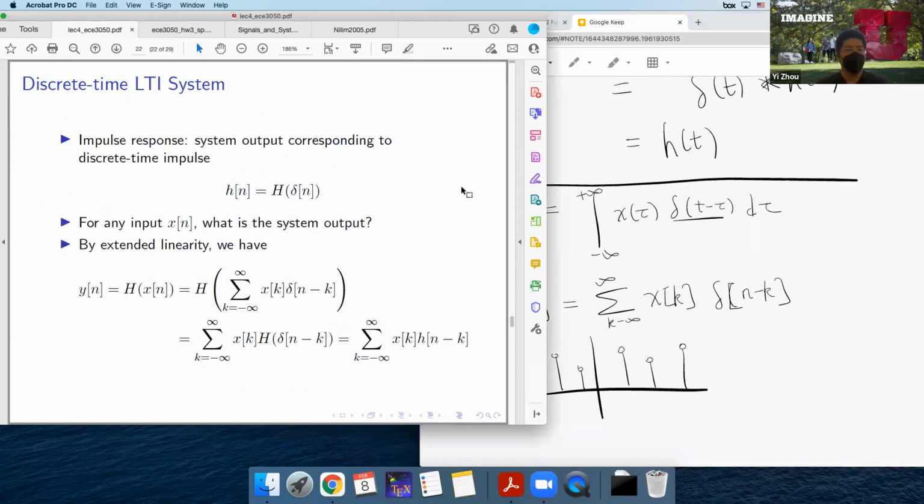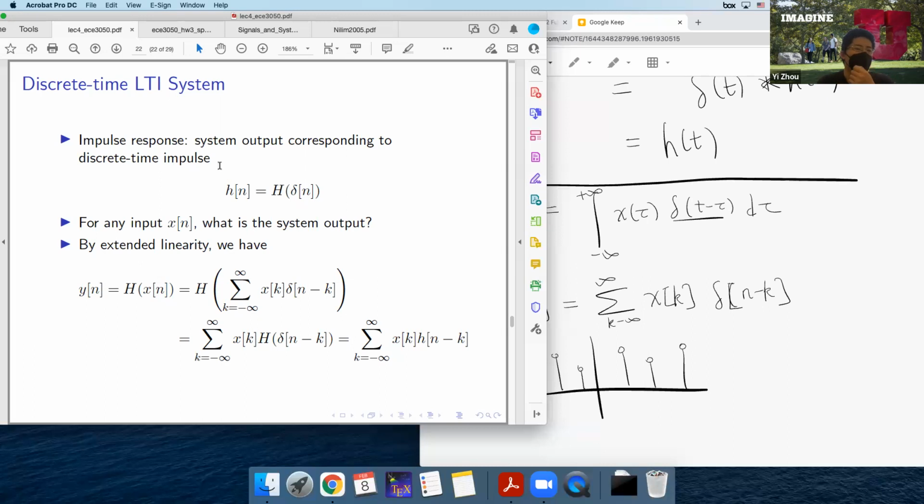Okay, and again, for discrete time systems, we can also define the LTI system. It is linear, it is time invariant. When we introduce the linear and time invariance, these two concepts can be applied to both discrete time and continuous time systems without loss of generality. So again, following the same proof, we can show that the output of the discrete time system is given by the discrete convolution between the input and the impulse response.